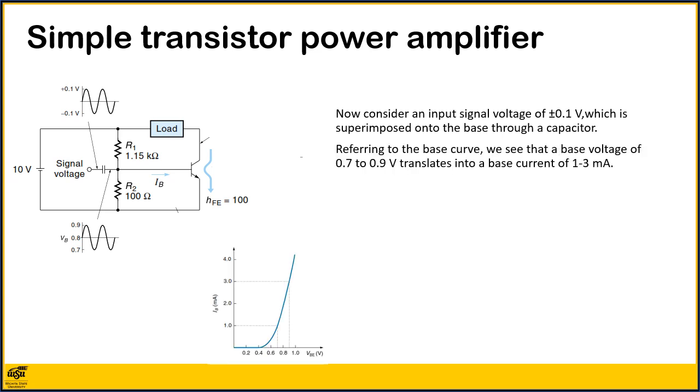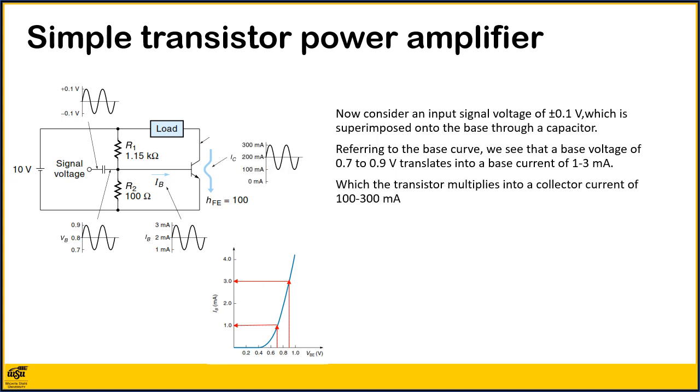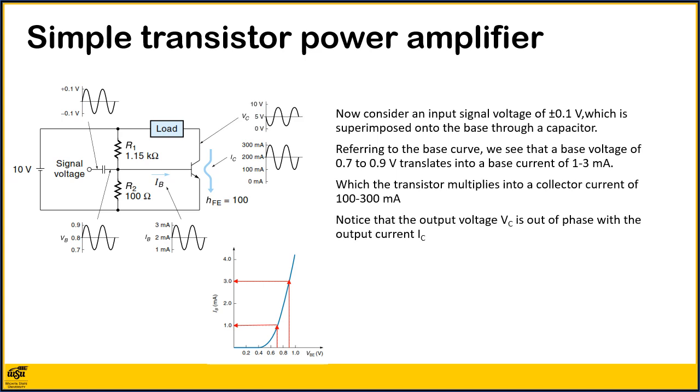Referring again to the base curve, we see that a base voltage of 0.7 to 0.9 volts translates into a base current of 1 to 3 milliamps, which the transistor multiplies into a collector current of 100 to 300 milliamps, and all of this current goes through the load. Notice that the output voltage VC is out of phase with the current IC. This occurs because the transistor must lower its resistance to increase the current, and the lower resistance creates a lower voltage drop.